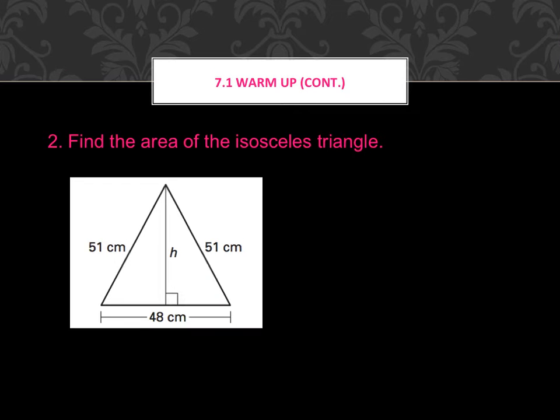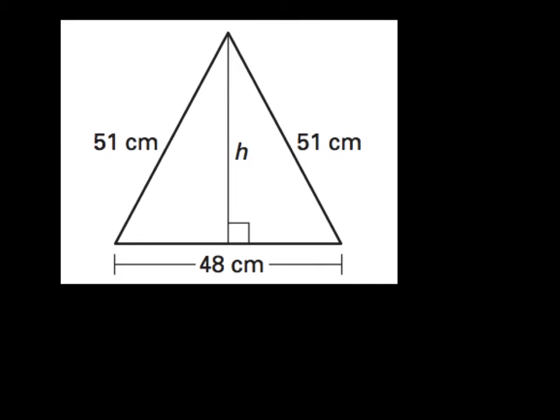All right, number 2 says find the area of the isosceles triangle. So first of all, it's important that this is isosceles because why? What happens in an isosceles triangle? Good. The altitude cuts the base in half. So this is 24 and 24. And then what we're missing is the height. So I need area, which eventually is 1/2 base times height. But to get there, I have the base. I have the 48. I need the height.